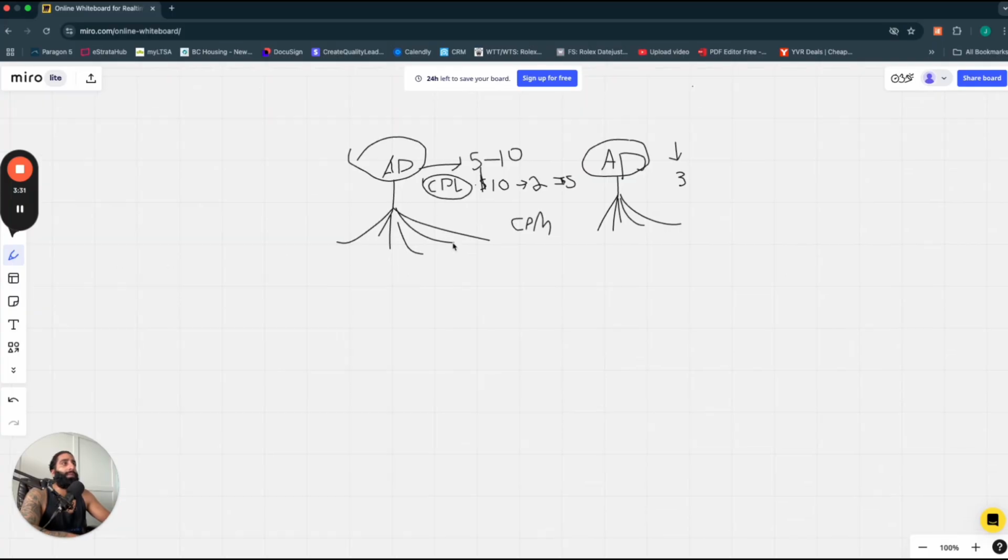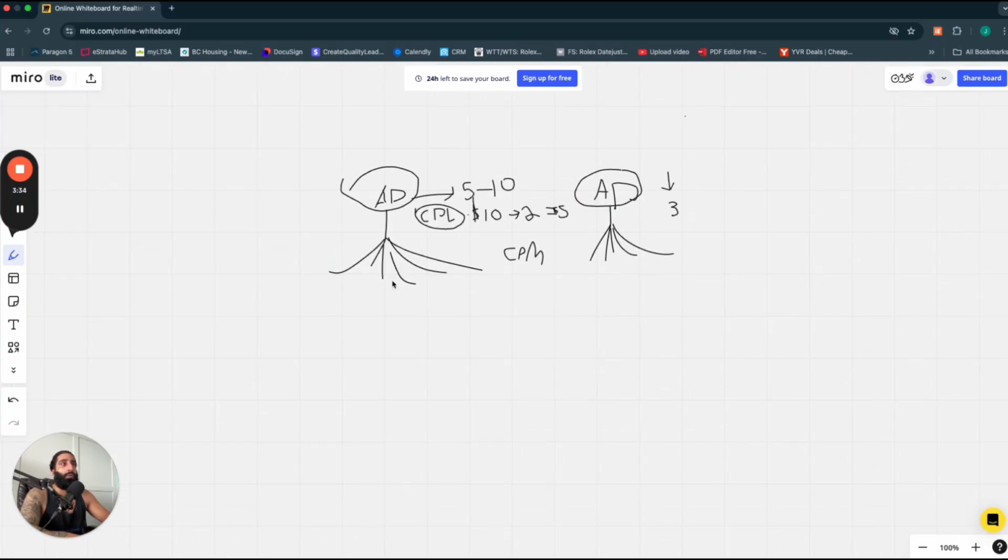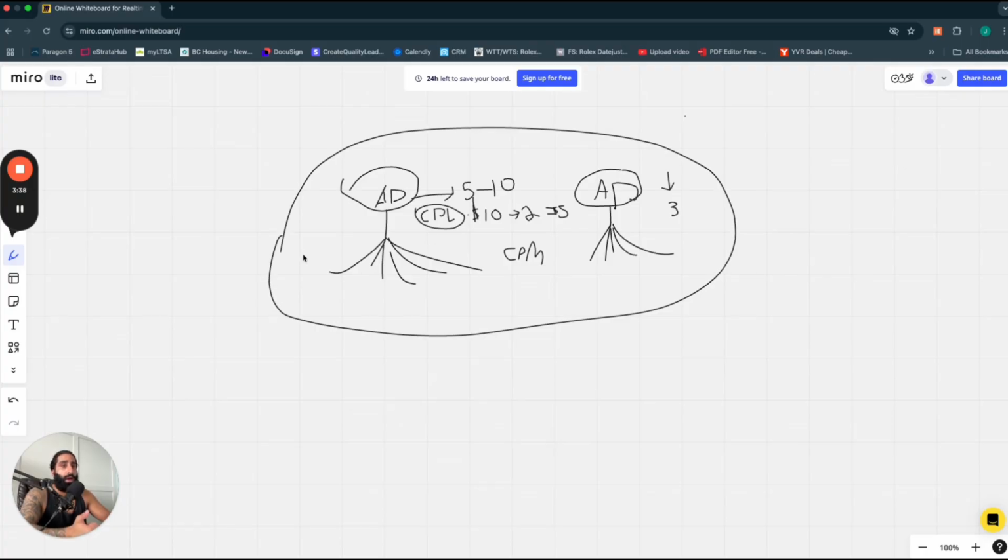So the first problem that real estate agents have when they are doing ads is they're not split testing. They're not testing out different creatives. Now, in terms of split testing, you can split test different creatives. You can also split test different copies, so the actual writing in it.